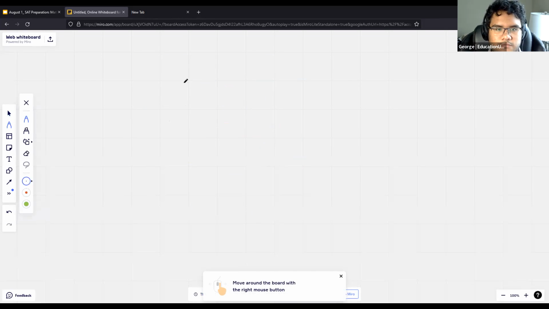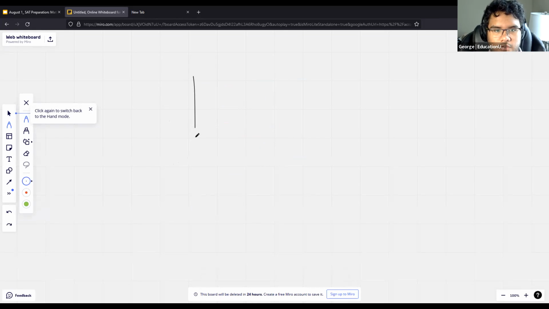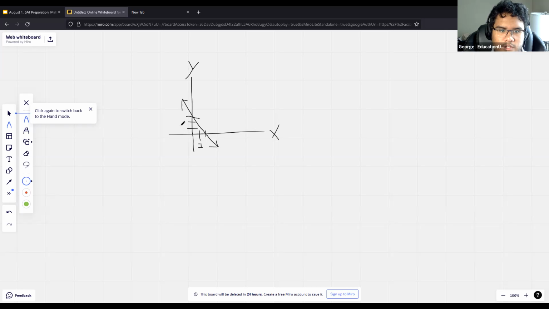So for this problem, a graph was presented. X, Y. And it looked something like this. Just ignore this rudimentary line drawing, basically. Let's see if I actually get it right. Perfect. So it was basically asking for the equation of this line. And let me explain how you would find this.